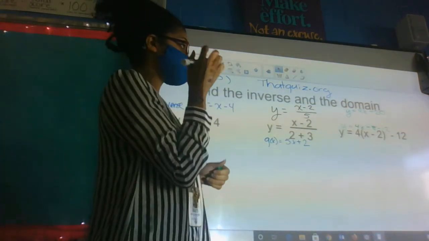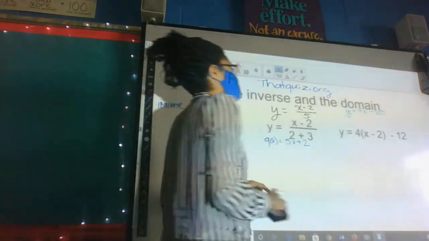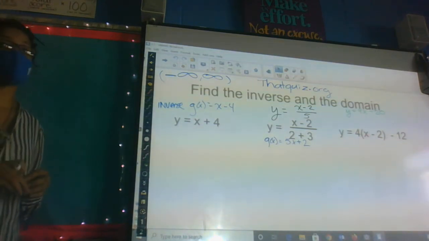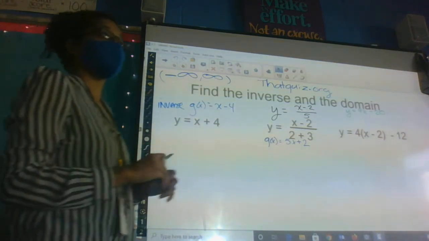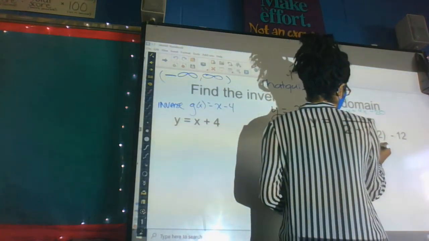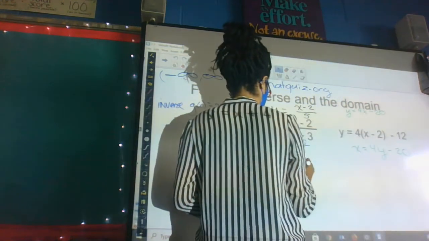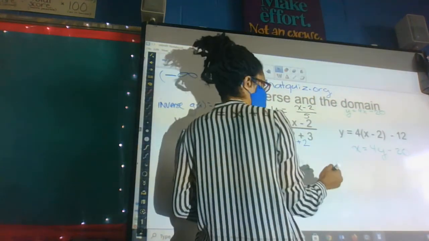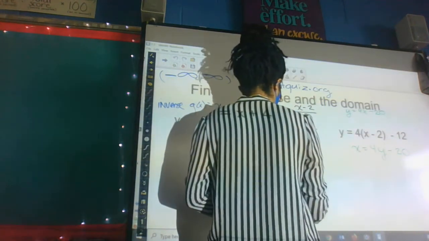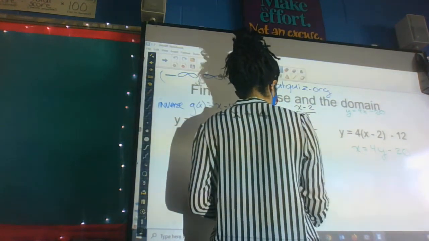So now what's my next step? Or so what's my first step in finding the inverse? What's our first step in finding the inverse? Switch the x and the y. Somebody said write a story. So what's the story? What's happening to my y? It's being multiplied to 4 and then subtracted by 20.